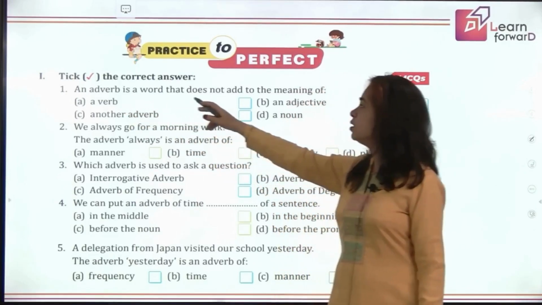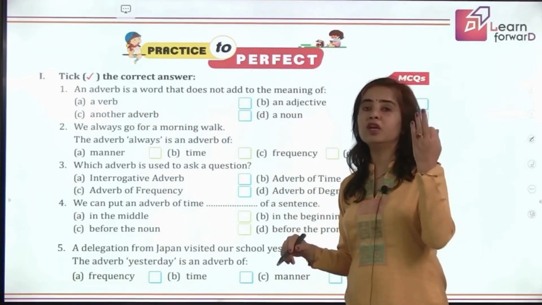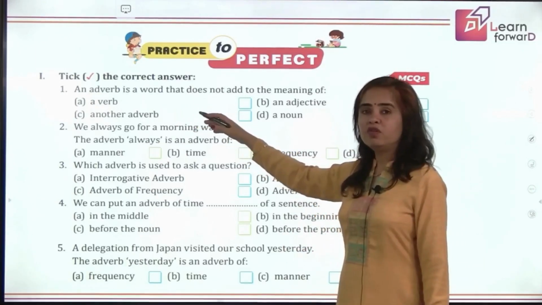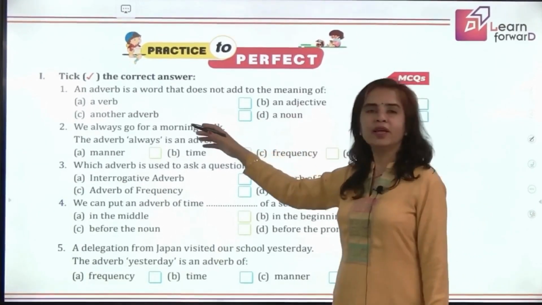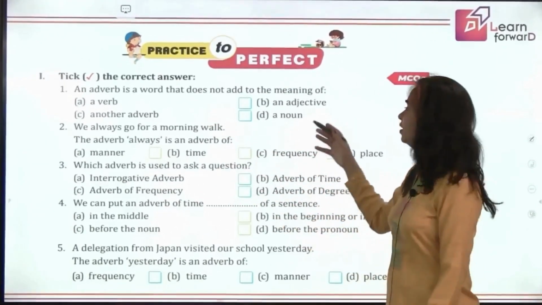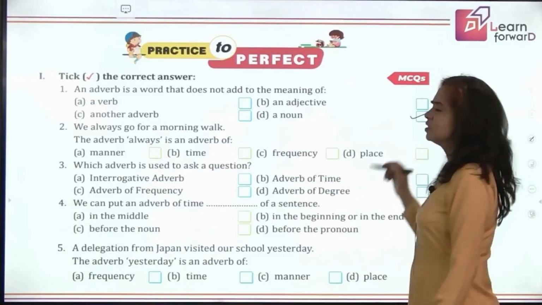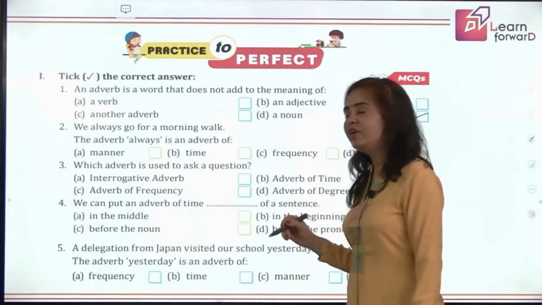An adverb is a word that does not add to the meaning of. We know they add to the meaning of three things. Let's see what is not there. Does it add to the meaning of a verb? Yes. To an adjective? Yes, of course. To another adverb? Perfectly fine. So, a noun? No. That means this is your answer. Okay, then the words that tell you about a noun, what are they called? Perfect, they are called adjectives.